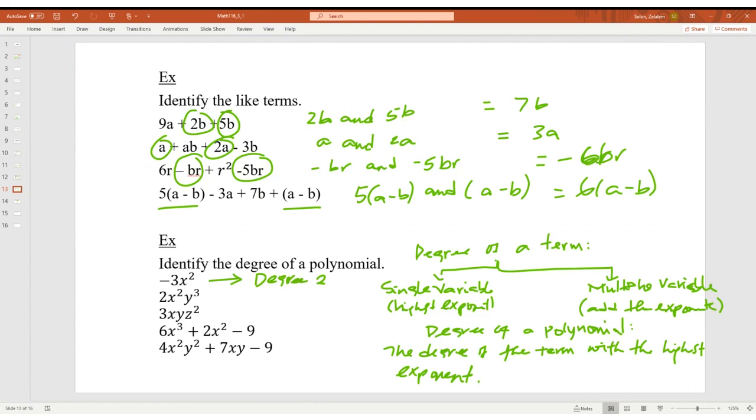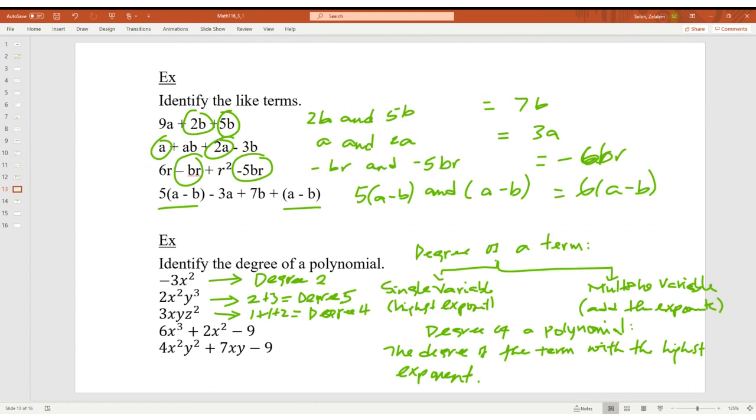Now, if you have multiple variables, you just add the powers or the exponents. For example, here, 2x squared times y cubed. This is just a single expression, so the degree will be 2 plus 3, which is degree 5. And the next one, 1 plus 1 plus 2, which is 4, so it is degree 4. The first one is degree 2, because we have only x and the power is 2. The second one, we have x and y, the exponents are 2 and 3. So these three are single expressions.